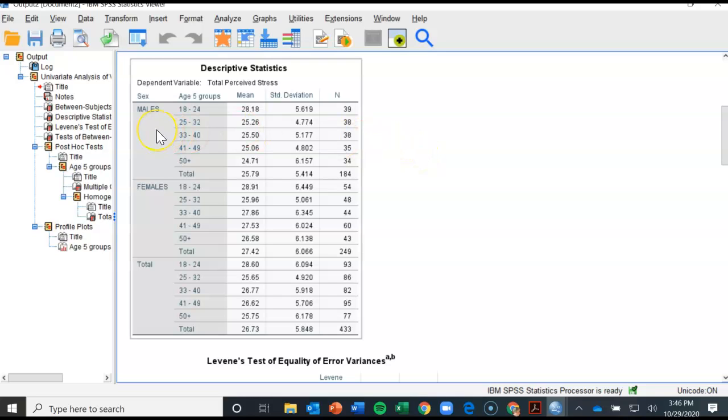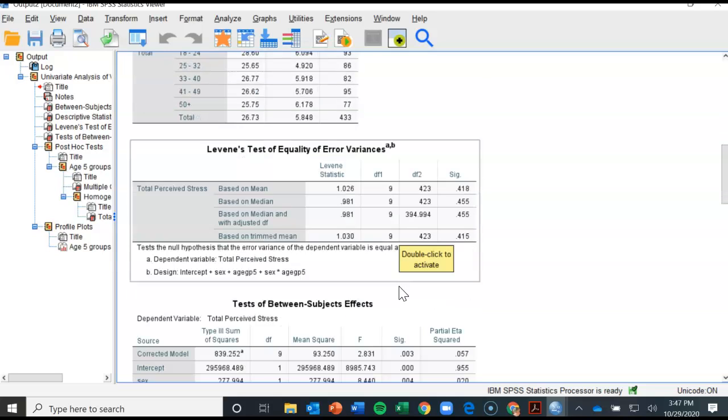So in this next box you have, for males, the mean, the standard deviation, and the N for each of the 5 age groups, and then the same thing again for females. You have the mean, the standard deviation, and the N for each of the 5 age groups, plus the total for those groups. And then at the bottom of the table you have the total values regardless of sex. So these would just be the age values, the mean, standard deviation, and N for each of those.